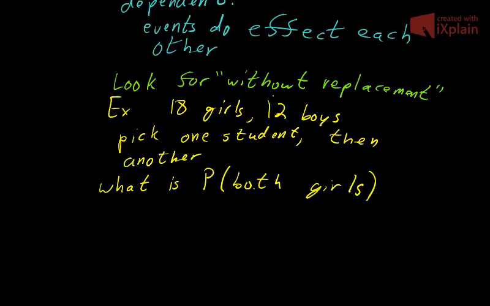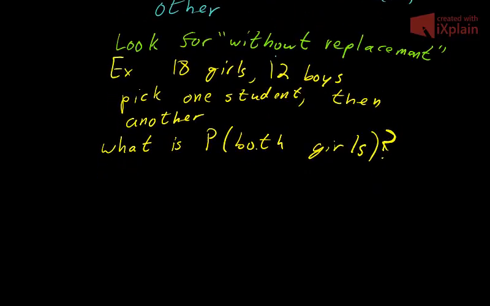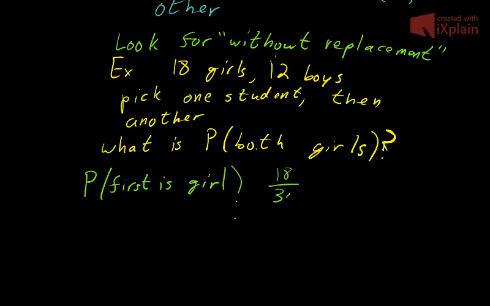And this is just a little shorthand we use where we do the P and the parentheses. That means probability of. So I'm asking, what is the probability they'll both be girls? Well, the probability of the first one's a girl is pretty simple. If I pick them randomly, there's a total of 18 girls and a total of 30 students in the class. So the probability the first is a girl is 18 out of 30, because this is the number of girls we have, and this is the total number of people in the class.